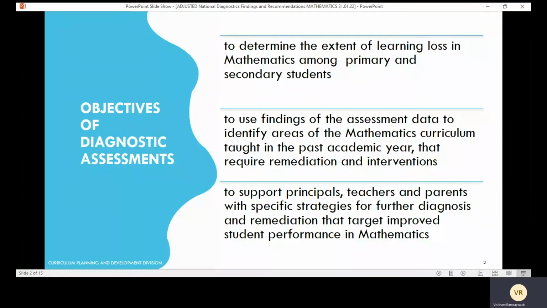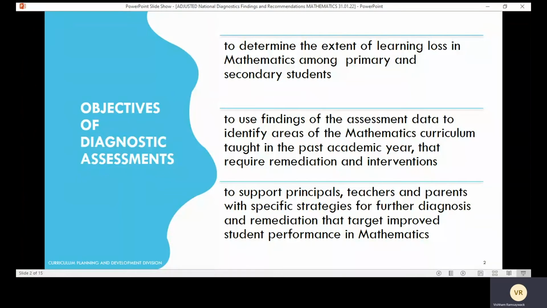The findings of the assessment data were used to identify areas of the mathematics curriculum taught in the past academic year that require remediation and intervention. Hence, every year-level assessment was based on the mathematics curriculum content of the past academic year.